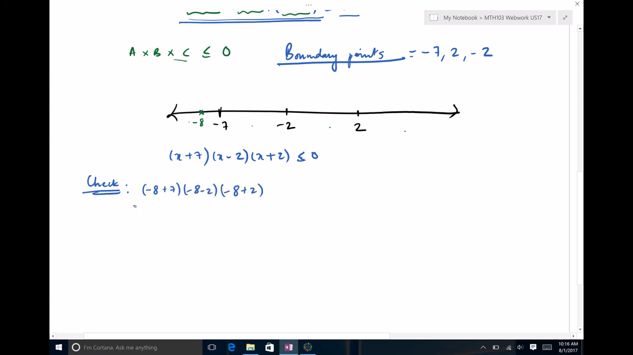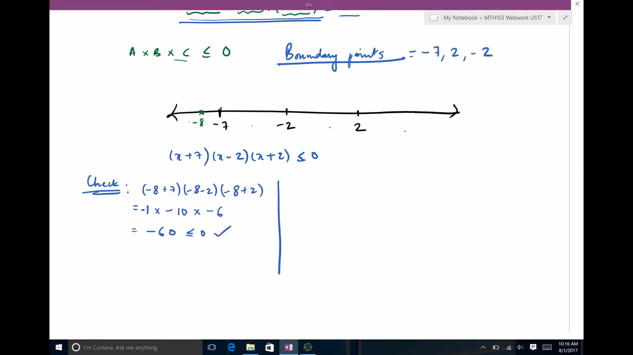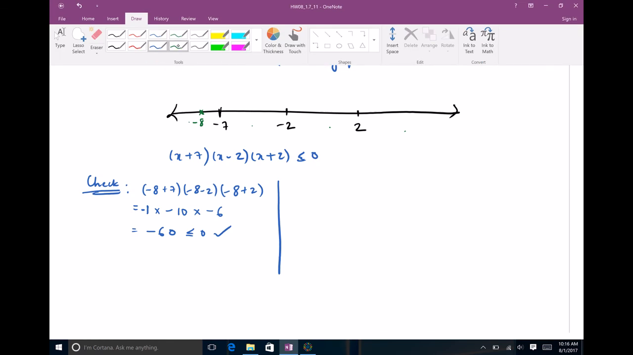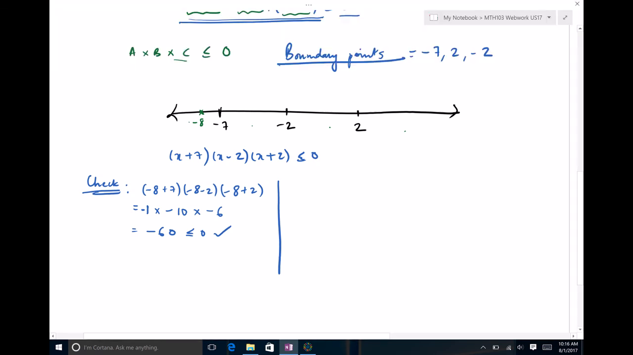What does that give me? Negative 8 plus 7 is negative 1, times negative 8 minus 2 is negative 10, and negative 8 plus 2 is negative 6. That gives me negative 60, which is less than or equal to 0. So that works. Now what this means is that since it worked for this one particular number in this interval, it means that in this entire interval the statement is true.